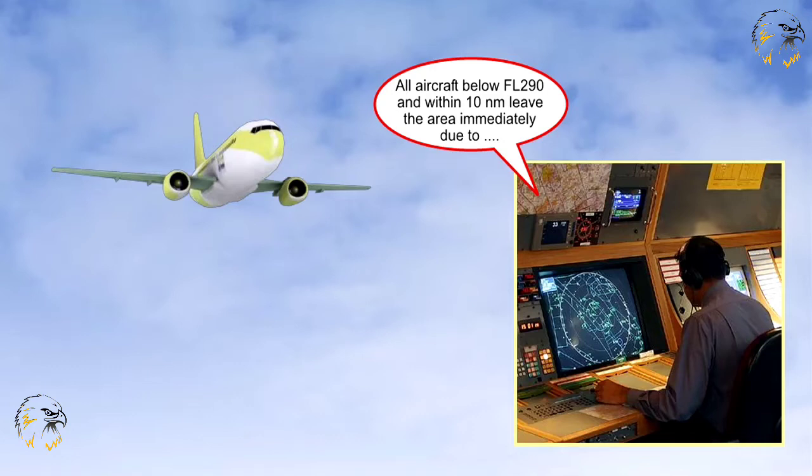Aircraft in the vicinity of the emergency may receive instructions to clear the area and stand by on the appropriate radio frequency to receive further clearances from the Air Traffic Control Unit.